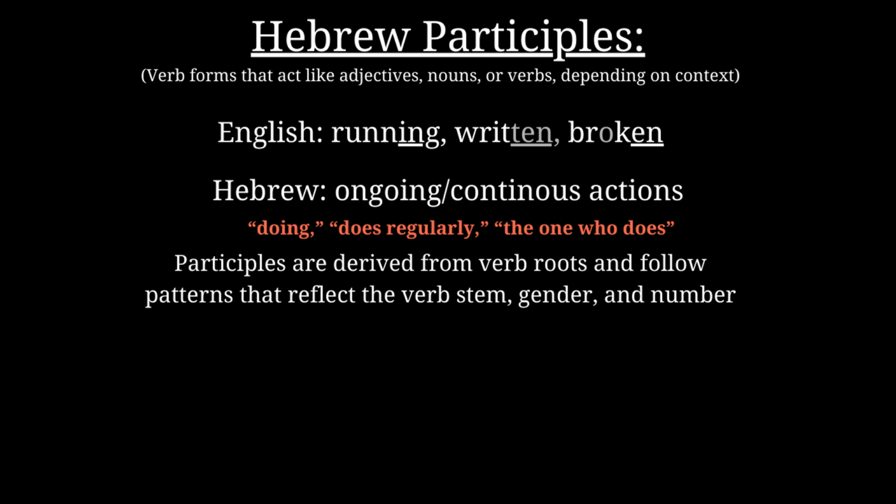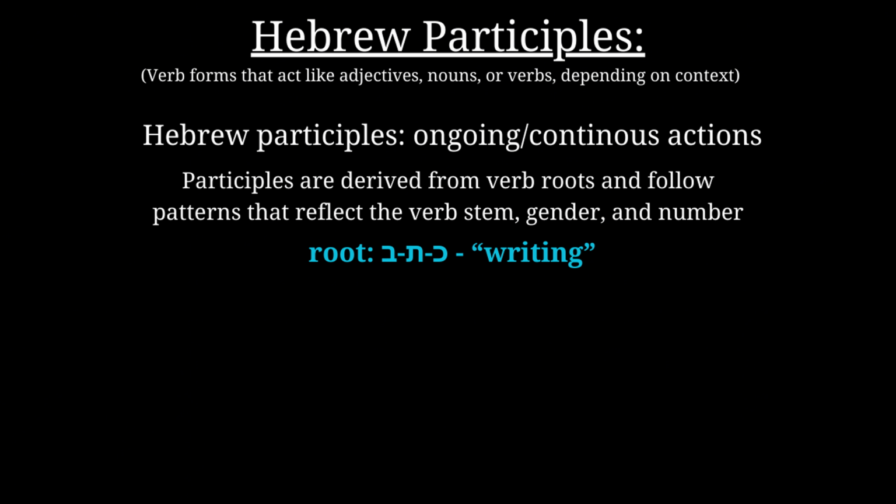Participles are derived from verb roots and follow patterns that reflect the verb stem, gender, and number, like the root kaf, taf, vet, which is a verb pattern for writing. Considering this pattern, the use of Hebrew participles can be in adjective and noun form.